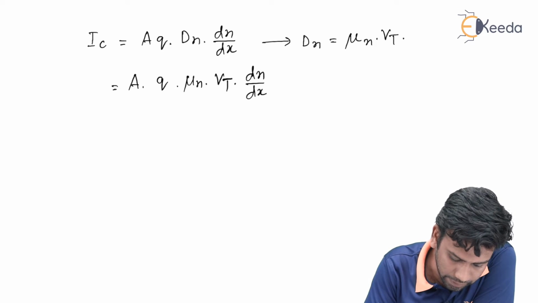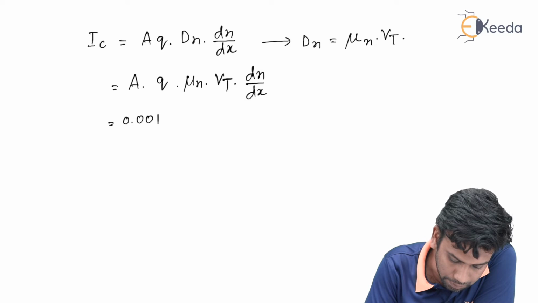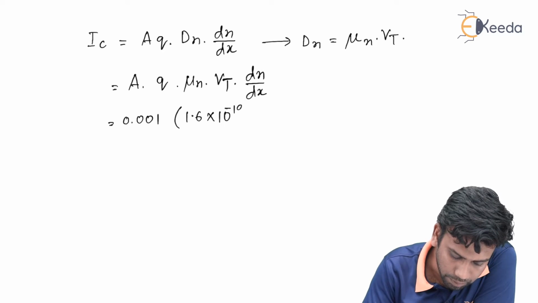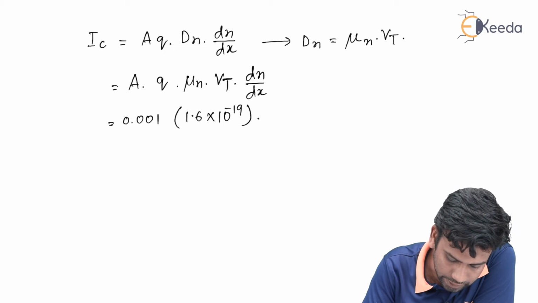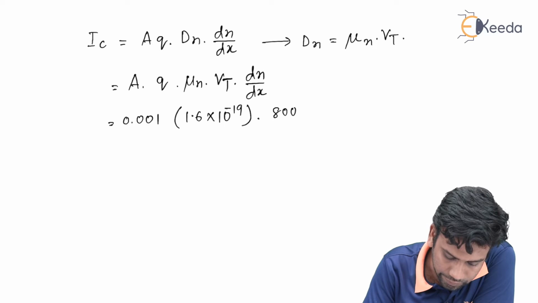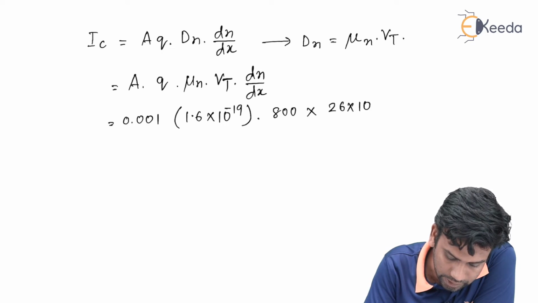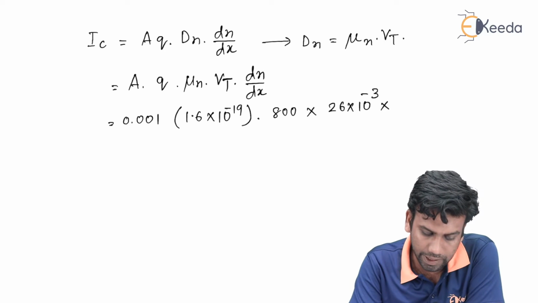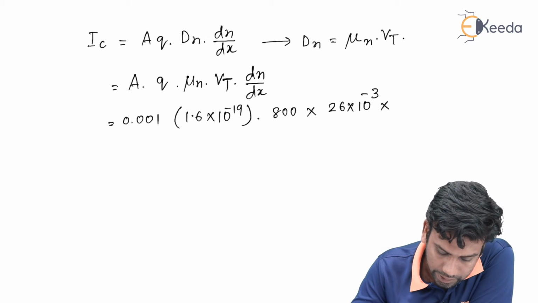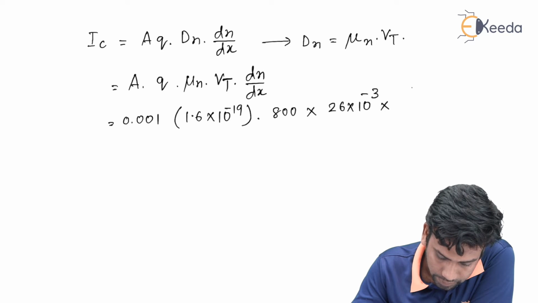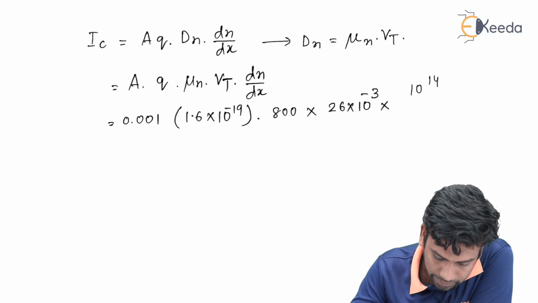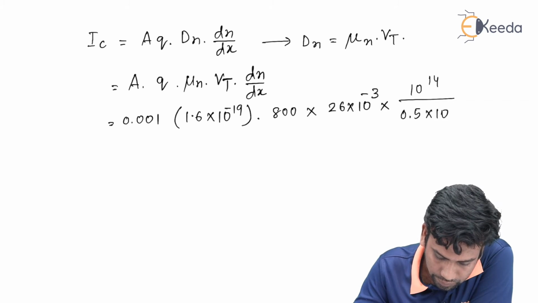So the A value is given as 0.001, the Q value will be 1.6 into 10 to the power minus 19, the mu n value is also given, that is 800, and Vt is 26 millivolt, that is 26 into 10 to the power minus 3, and dN by dx is given by 10 to the power 14 divided by 0.5 into 10 to the power minus 4.